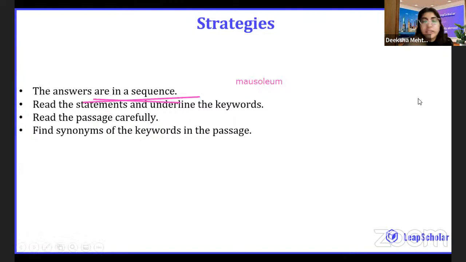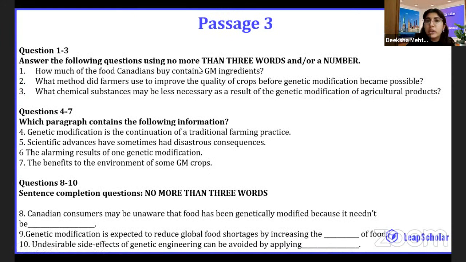Let's begin. This is your mock test for today. Here you can see it. You can see there are 10 questions in total after passage 3. Three different types of questions are given. One is a short answer question. The instructions say no more than three words. The second is, can you tell me what kind of a question is this? Which paragraph contains the following information?